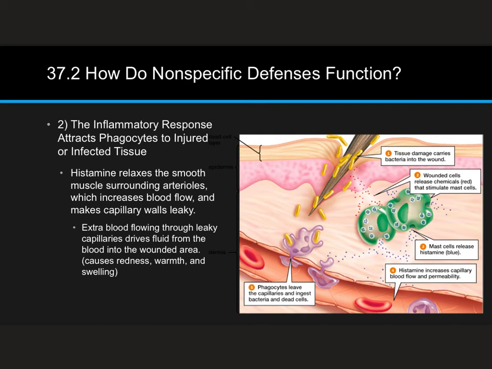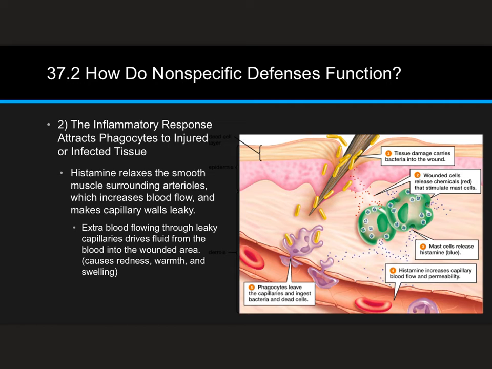Well, this extra blood flow through this leaky capillary, okay, that's what's painful. That's why it turns red. It turns red because you're getting extra blood flow to the area. It's also causing warmth. As this tissue is told to soften up, it warms up. You also have more blood flowing to this area, which gets it warm. It also swells up as well. And so that's what's going on here when you have this inflammation from these open wounds.